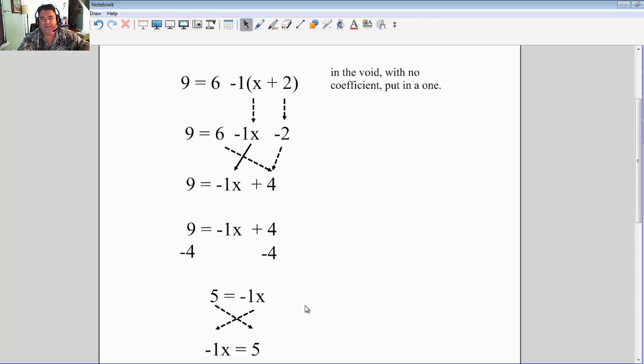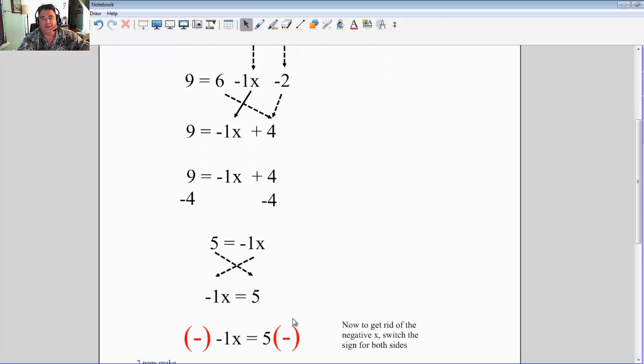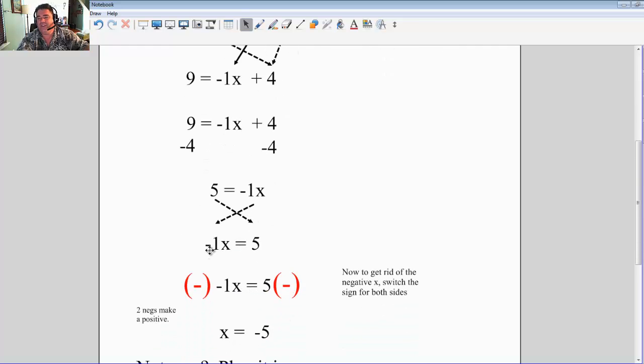Now the trick is that I like to flip it, so I have negative 1x equals 5. Then we have to get rid of this negative. You can't have a negative x for an answer. So you can do it a couple ways. I just flip one side and I flip the other. So when I flip this, it turns the negative 1x to a positive 1x, but it's going to turn the positive 5 into a negative 5.